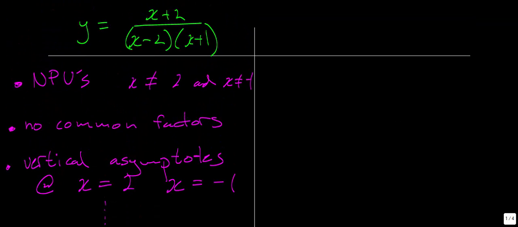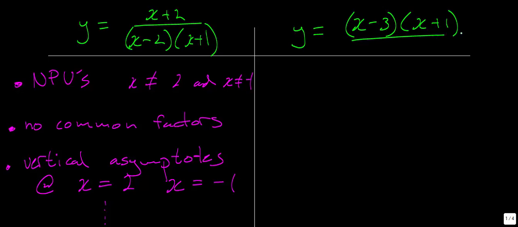Let's take a look at a different one. What if we had the function y is equal to x minus 3 all multiplied by x plus 1 all over x minus 3?